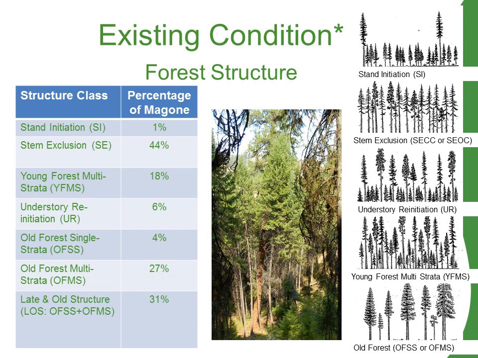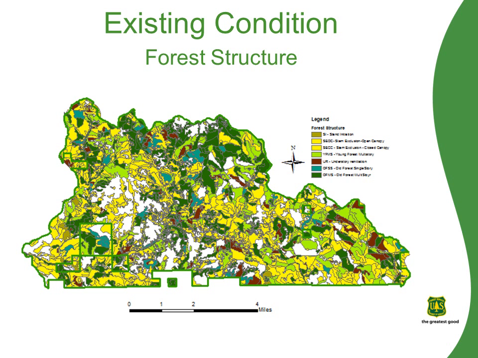The northeast edge of the project area overlaps with a portion of the County Road 18 project, and that area has been thinned from below in the past couple of years. The yellow in this map displays the forest structures as they exist in the Magone area. The lime green areas are those areas in the young forest multistrata, with the lower story having a lot of fir and juniper encroachment into the open areas.